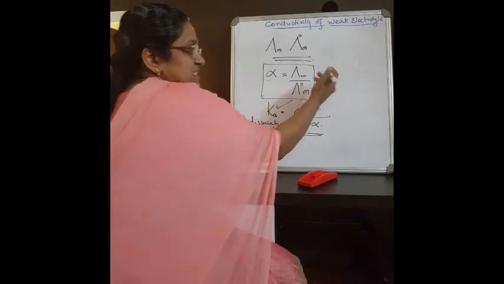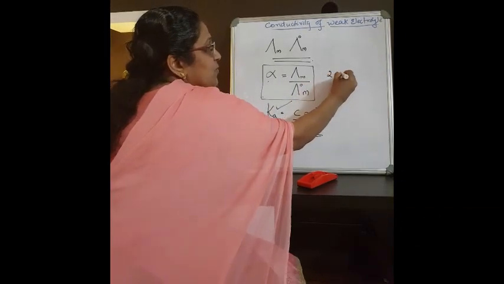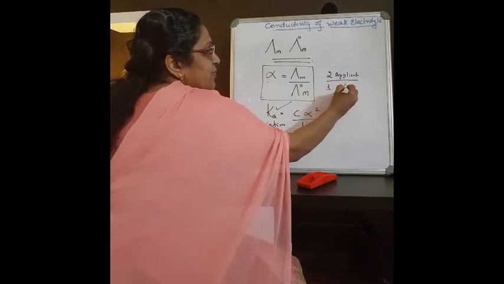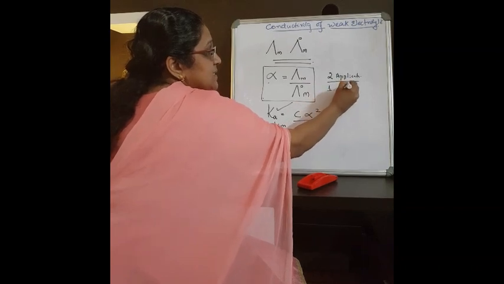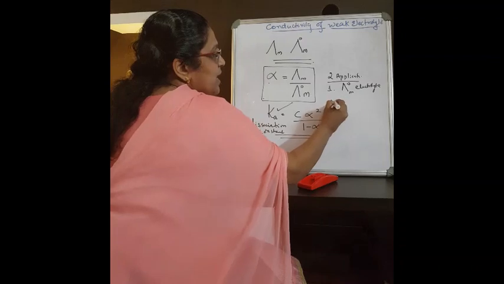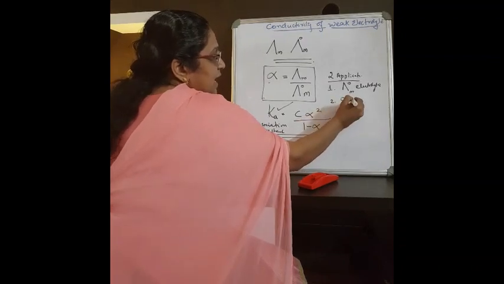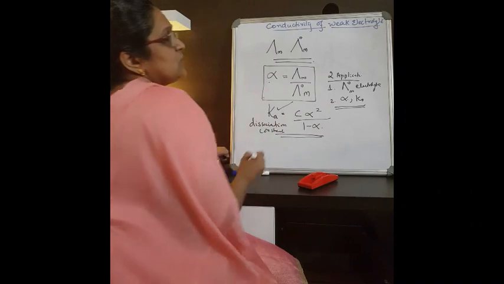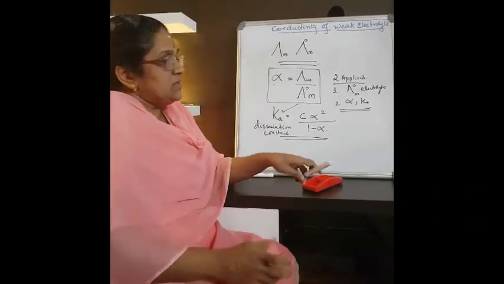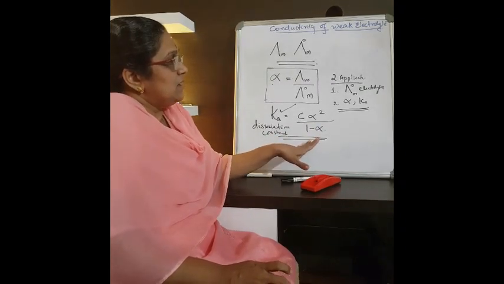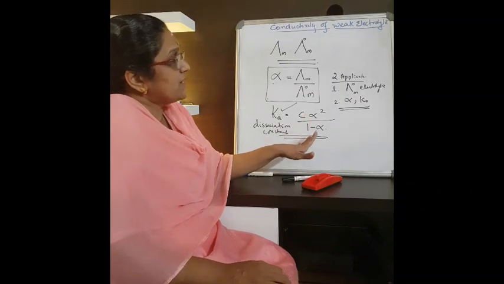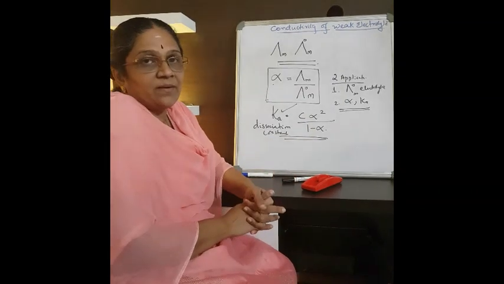So if the question is asked, write two applications of Kohlrausch's law. First, you can find the lambda 0 of an electrolyte, whether it is a weak or strong electrolyte. And second, you can calculate alpha as well as Ka. So these are the two applications of Kohlrausch's law. So that's all about this variation of molar conductivity for a strong electrolyte as well as a weak electrolyte.